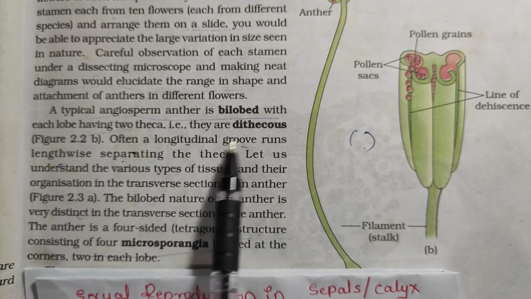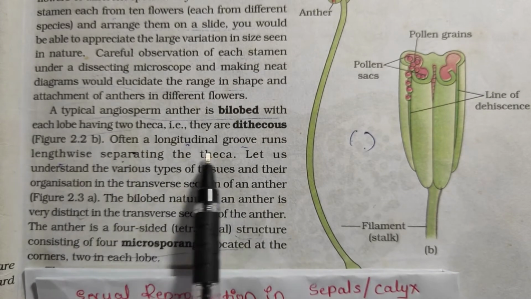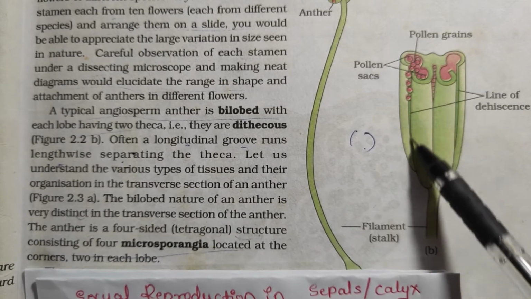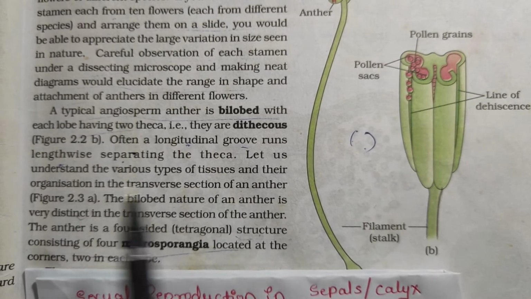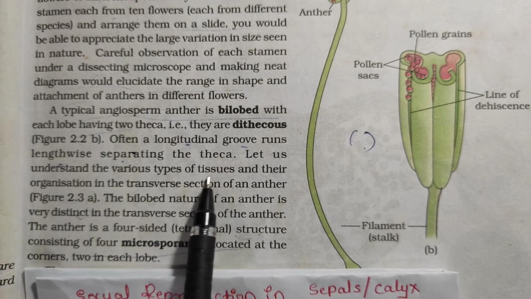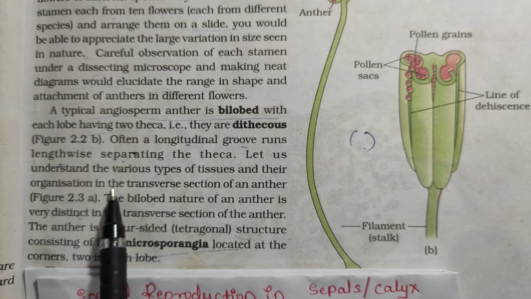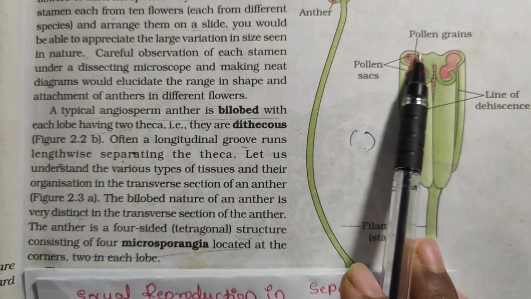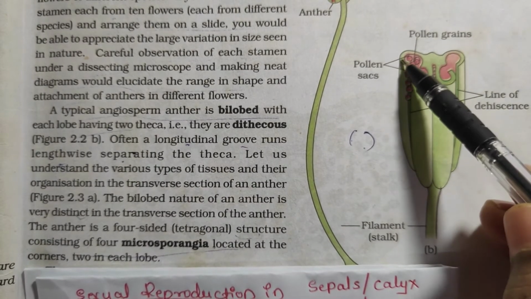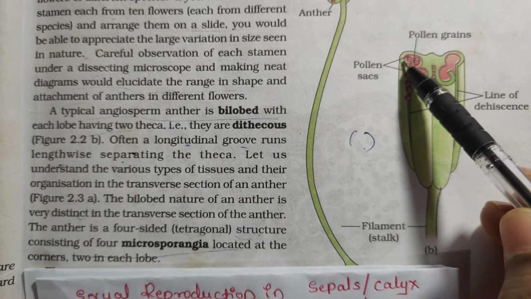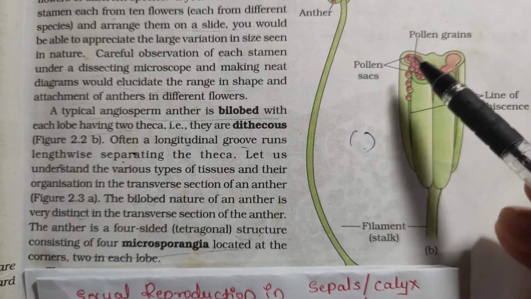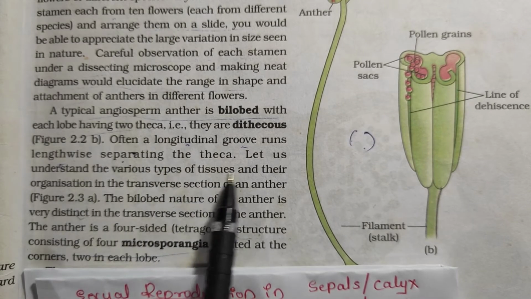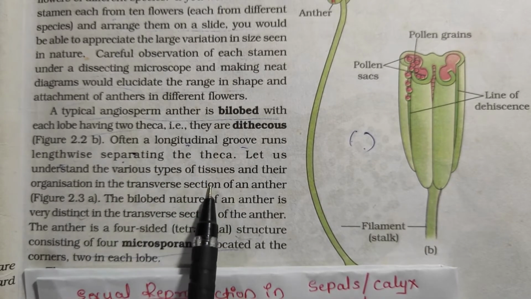Often a longitudinal groove runs lengthwise, separating the theca. Can you see this longitudinal groove which separates one theca from another? Here are the various types of tissues and their organization in the transverse section of the anther. You can see a large number of tissues in this small amount of space. One by one we'll be studying them in a future class.